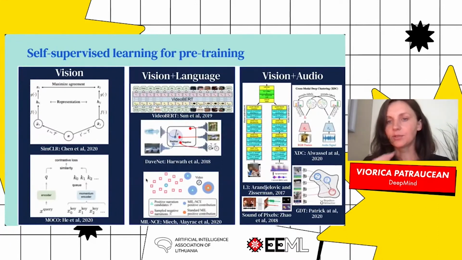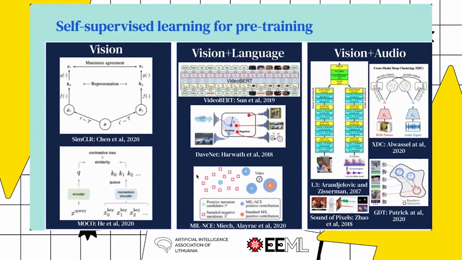And here are some examples of works that are done in this space. Starting from the left with tasks that are defined on images, going towards the right to tasks that are defined in videos and the different modalities that we have in videos. So we have many works at the intersection of video and language, or video and audio. And in all these different works, the most common learning loss used is contrastive losses.